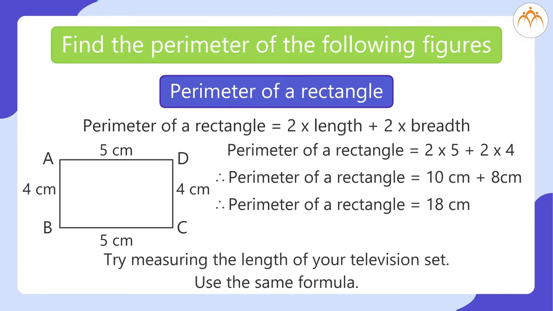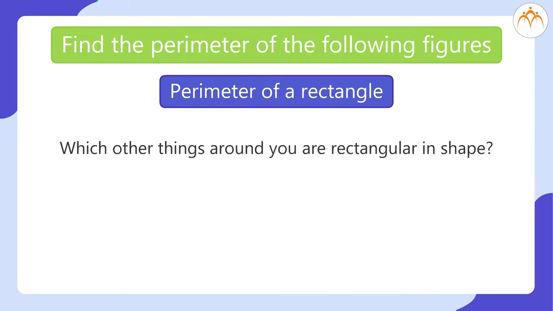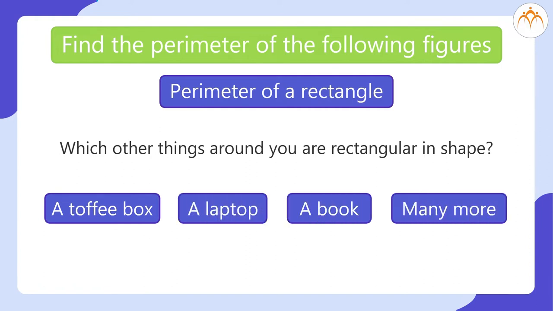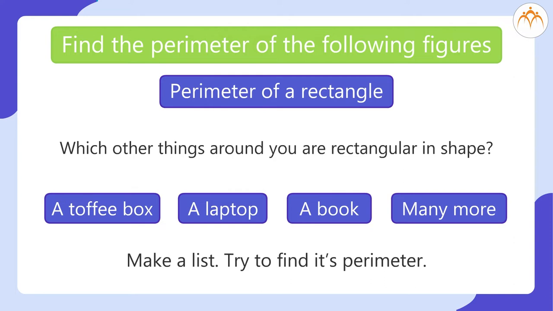Try measuring the length of your television set. Use the same formula. Which other things around you are rectangular in shape? It could be a toffee box, a laptop, a book, and many more. Make a list. Try to find its perimeter.